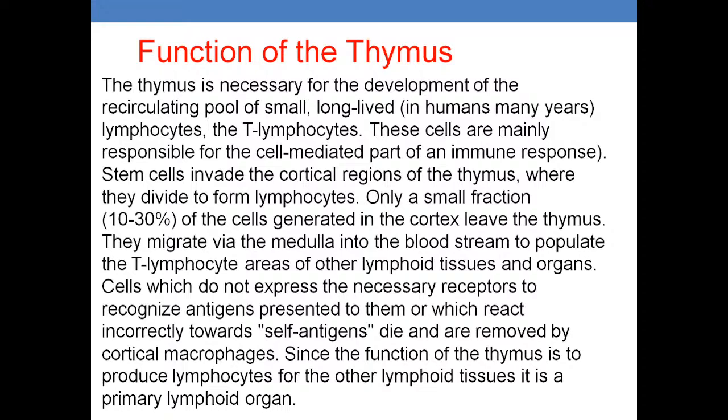Cells which don't express the necessary receptors to recognize antigens presented to them, or which react inappropriately towards self antigen, die and are removed by cortical macrophages. Since the function of the thymus is to produce lymphocytes for the other lymphoid tissues, it is a primary lymphoid organ.